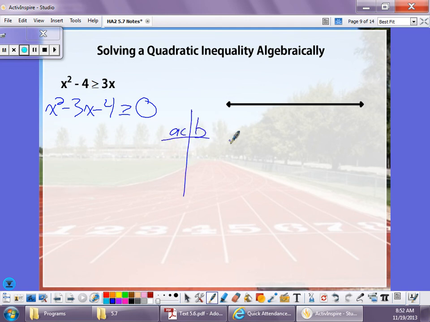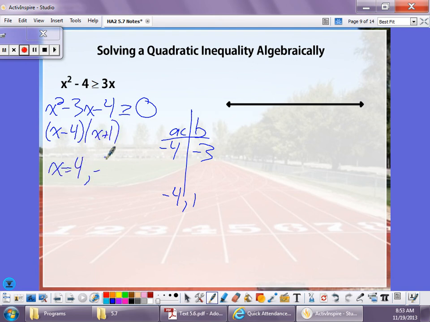We have a, b, c: 1, negative 3, negative 4. So what are two values that multiply to negative 4 and add up to negative 3? Negative 4 and 1, yeah. All right, so I have x minus 4 and x plus 1. So my two zeros are going to be x equals 4 and negative 1. Okay, so all I was doing there is solving for my zeros of the equation.